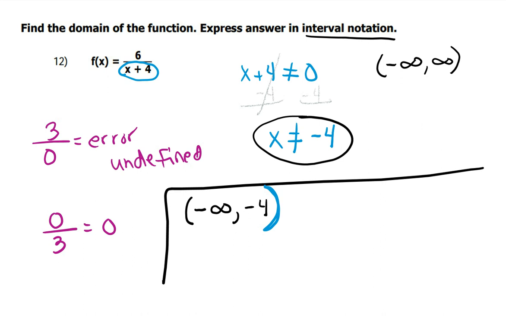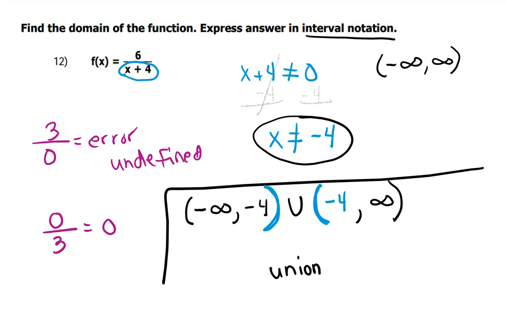Then, if there's going to be another interval, we use this little symbol here, which is called the union symbol, which means it's going to be everybody in this group and everybody in that group, 2 separate groups. So you're going to use another set of parentheses for the negative 4 on the other side, and then go to positive infinity.